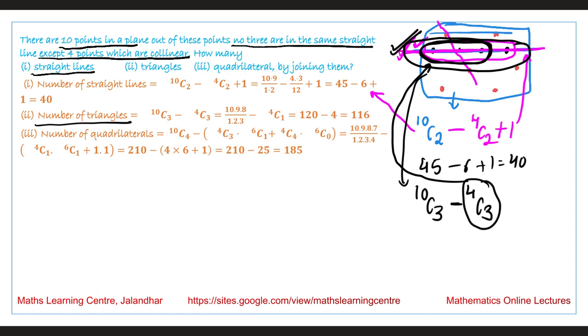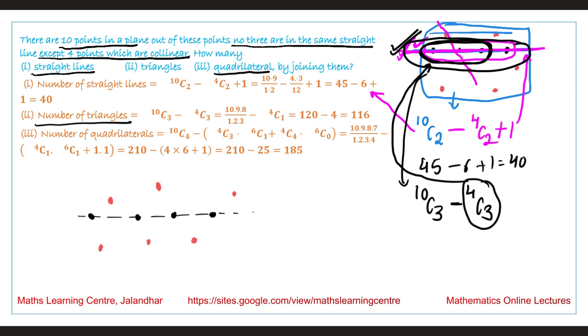Now coming to the next part, it is quadrilateral. So I am drawing these points again over here, 1, 2, 3 and 4. These are the 4 points which are collinear. These 4 points we are saying these are collinear. We have some other points. So this is the point we have, then this is the point we have, and so on. These are the total 10 points we have.